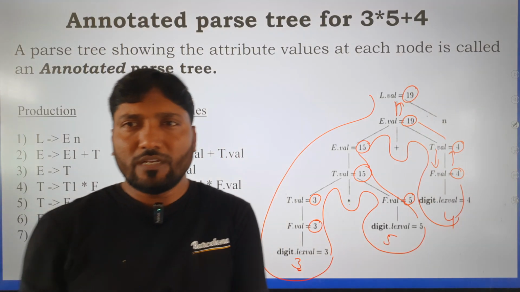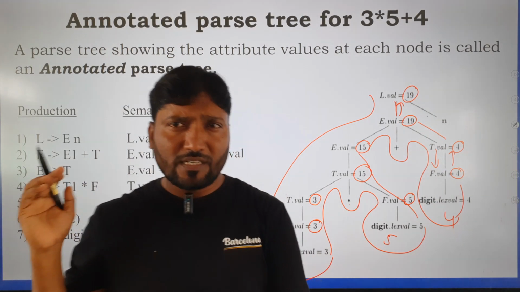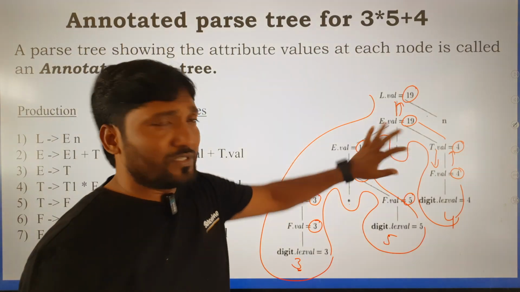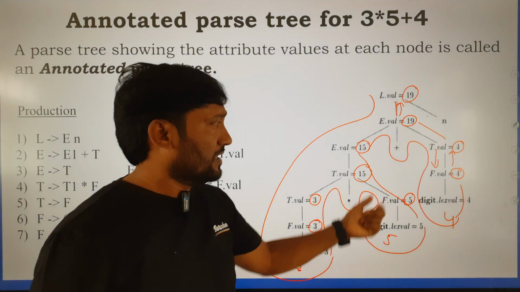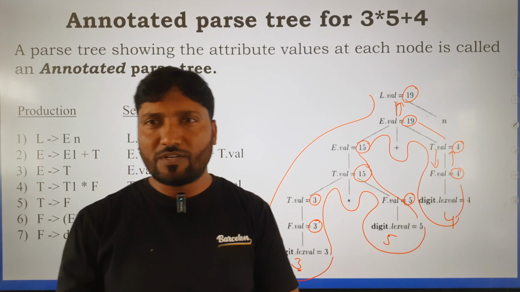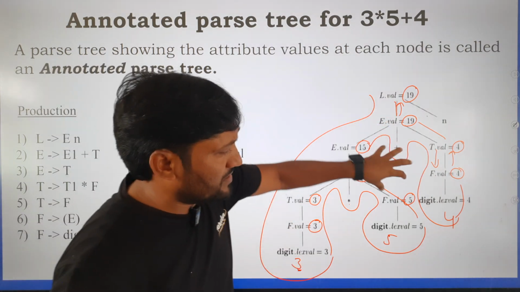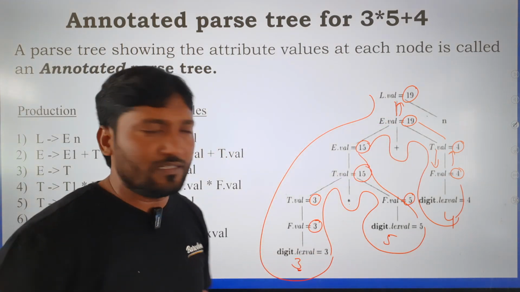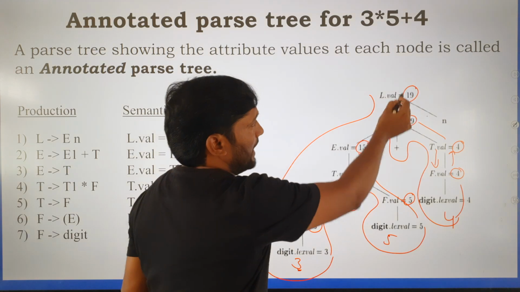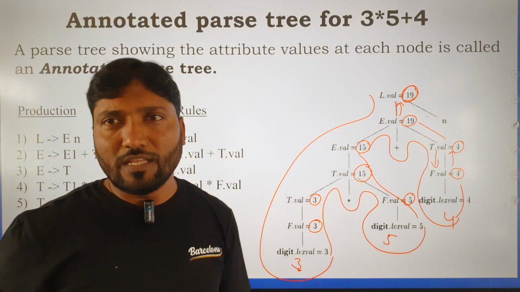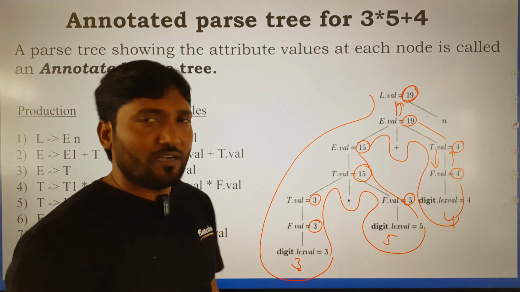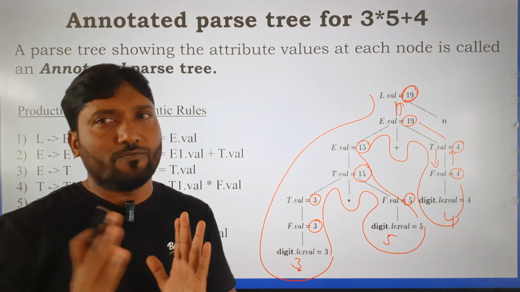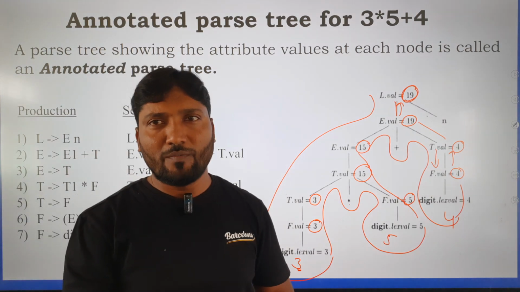So this is how we can evaluate the syntax directed translation by using attribute values. This tree becomes an annotated parse tree. Okay, this is how to construct the annotated parse tree as well as how we can evaluate the value by using SDT. At the same time, we have to provide the attribute values for each and every symbol in the given context free grammar productions.